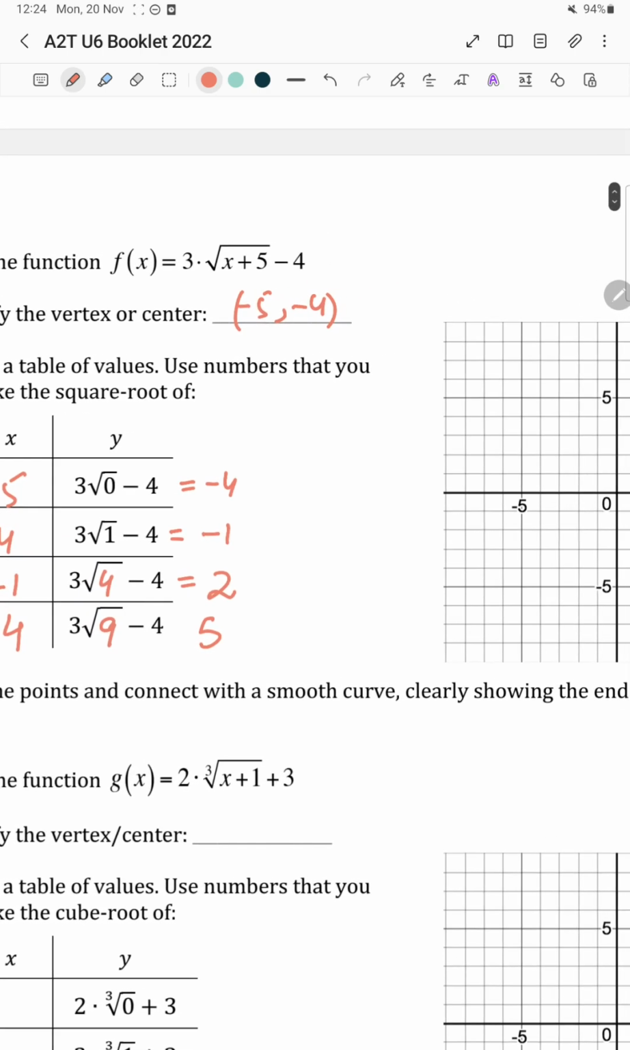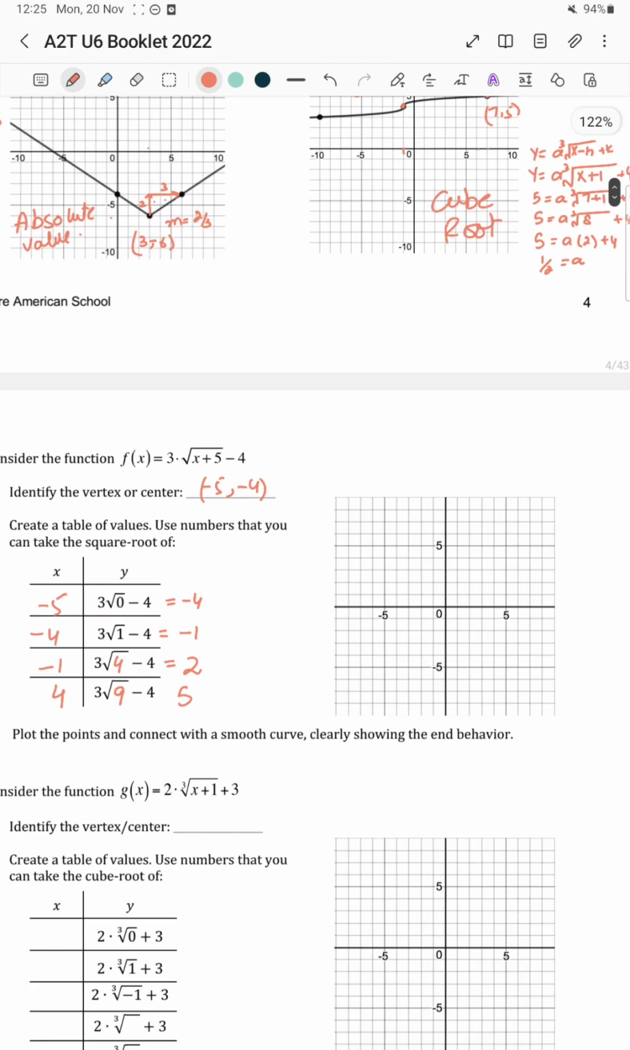Plot the points and connect with a smooth curve, clearly showing the end behavior. Minus 5, minus 4; minus 4, minus 1; minus 1, plus 2; plus 4, plus 5.